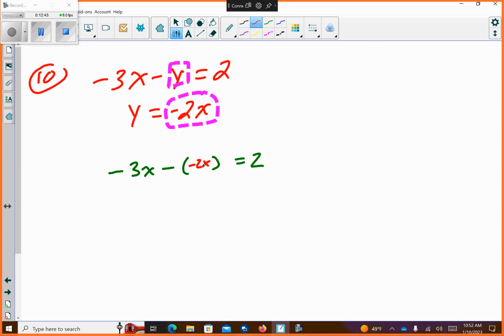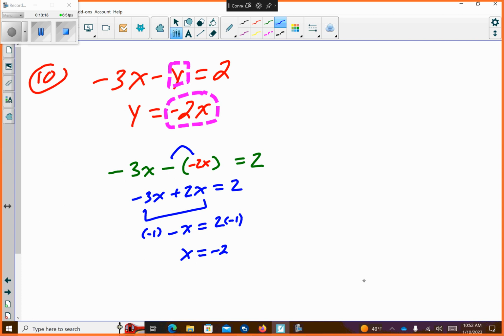You got a lot of negative signs, don't you? If I have two negatives, one after the other, what's that result going to be? Positive. Negative 3x plus 2x equals 2. Combine those together, so I get negative x equals 2. So what does x equal if negative x equals 2? What do I have to do to get the negative to go bye-bye? Multiply by negative 1. So I get negative 2 as my x value.